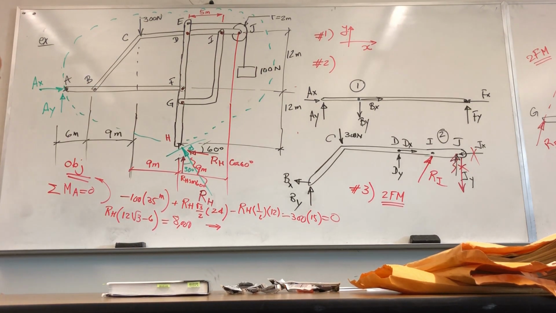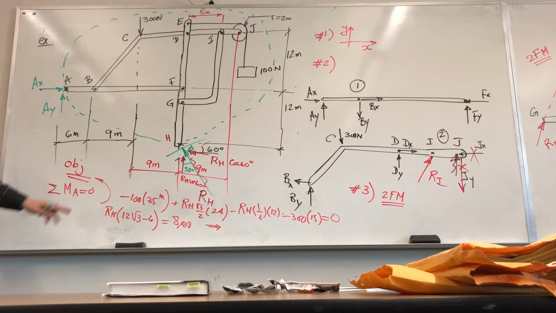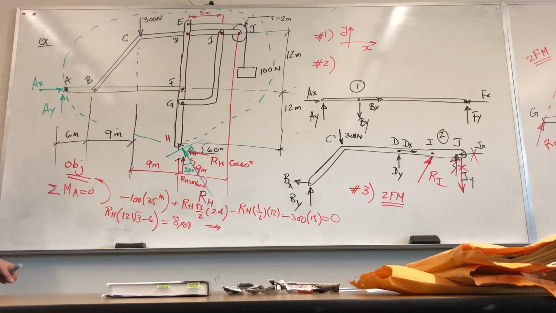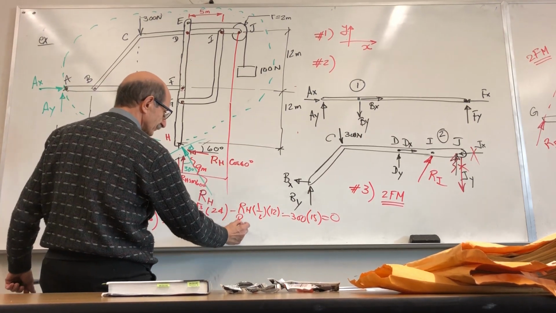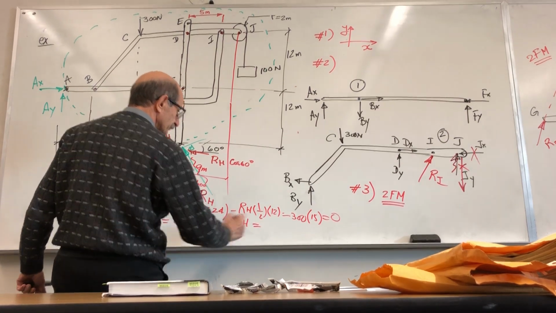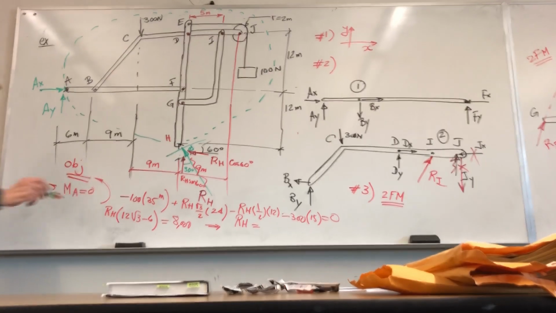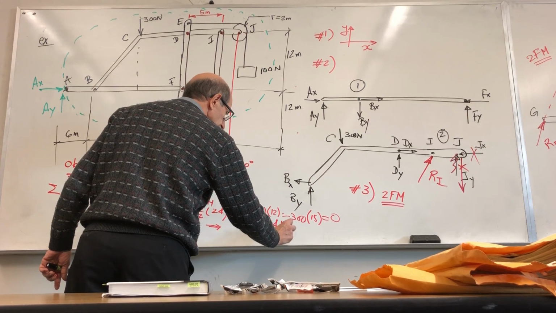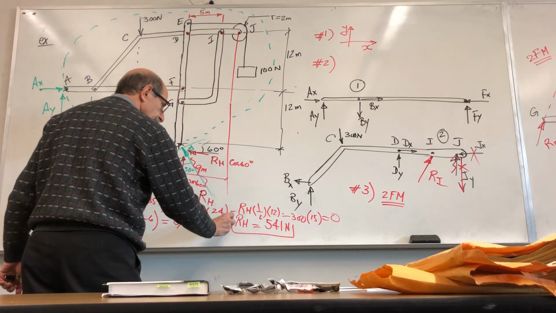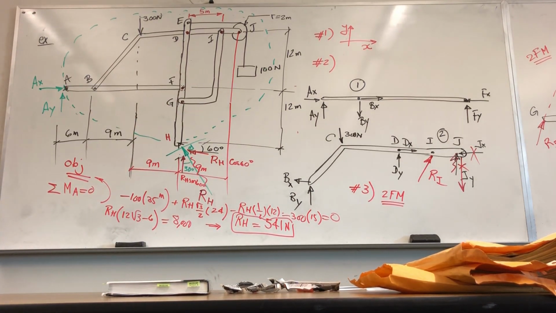So could somebody give me 8,000 divided by 12 square root of 3 minus 6? I need that. RH would be positive. 541. How much? 541. 541 Newton. Okay. So you have 541.